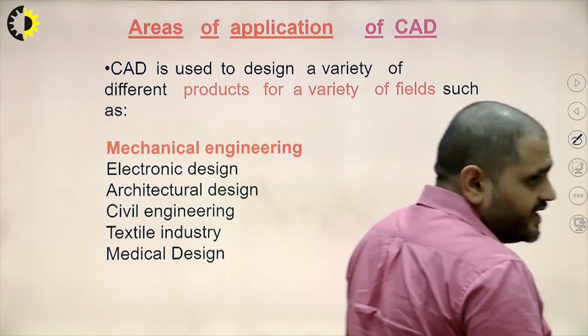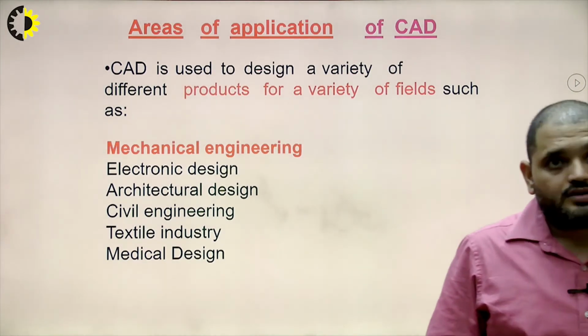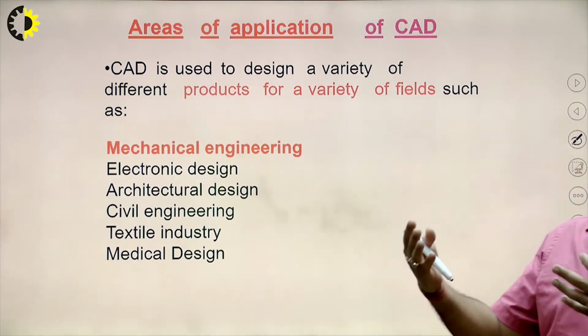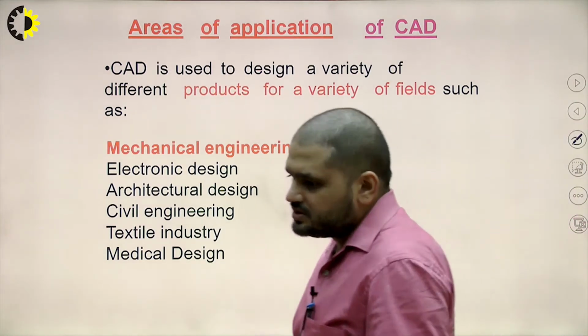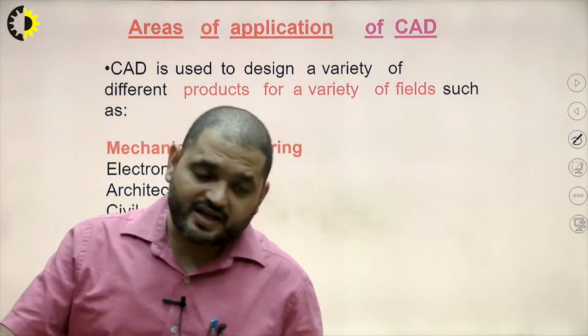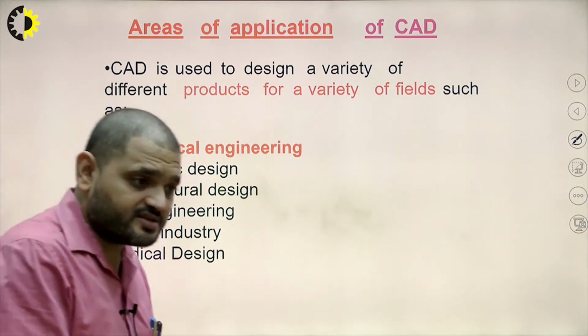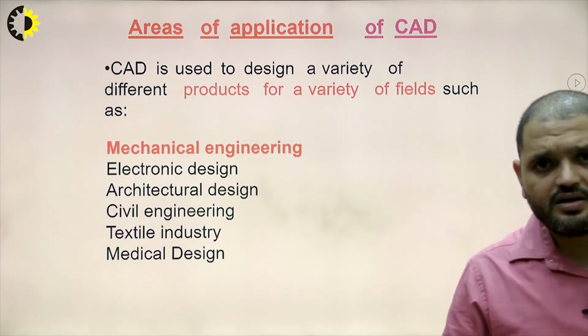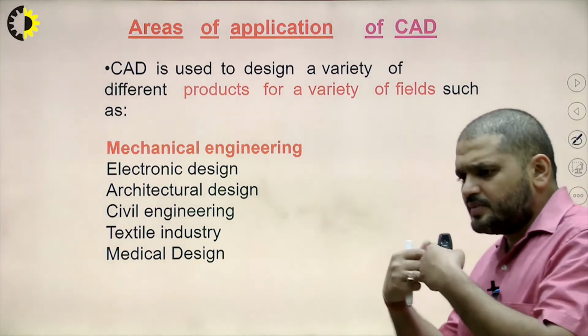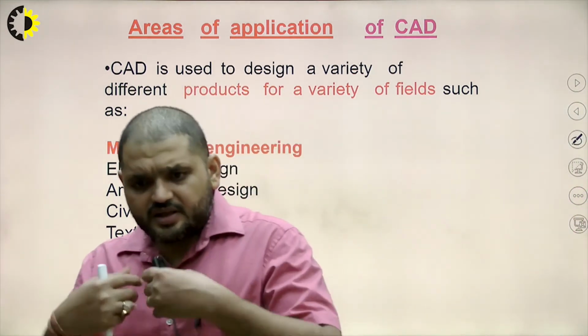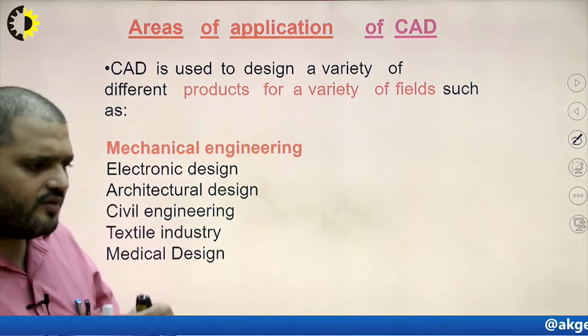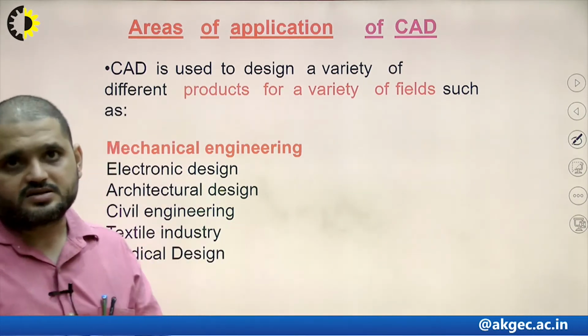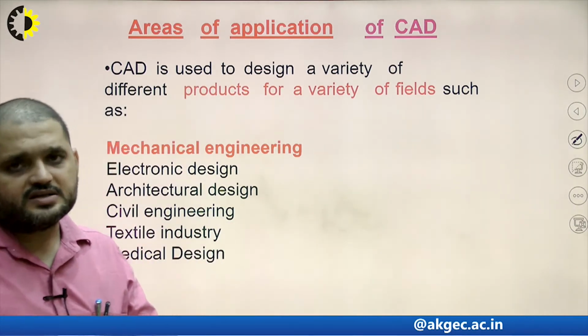Now, area of application of CAD. In each and every area CAD is being used, because everywhere a product has to be manufactured. If we talk about the processor, if we talk about the computer system, if we talk about anything, then everything has to be manufactured and delivered to the customer, and for manufacturing purposes we need a CAD system. So the application of CAD is everywhere.